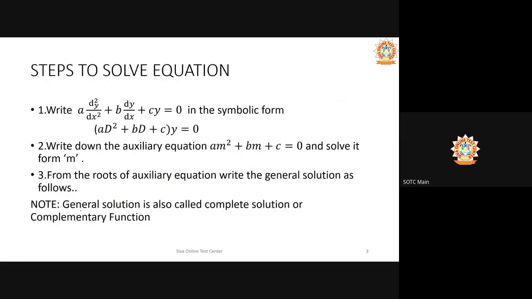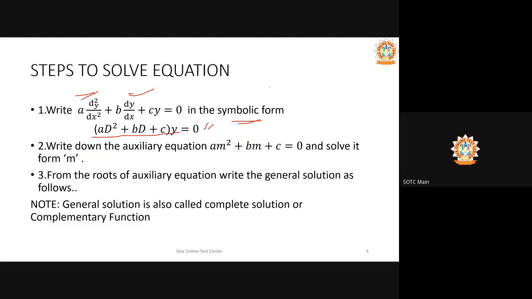Then let's see how to solve the homogeneous differential equation. The equation you have is a d square y by dx square plus b dy by dx plus cy is equal to 0, and in symbolic form we can write it as a D square plus bD plus c into y is equal to 0. Sometimes the question may be given in this format, or sometimes directly in symbolic format. The first step is to write d square by dx square in symbolic form. The second step is optional, but we will consider it now.